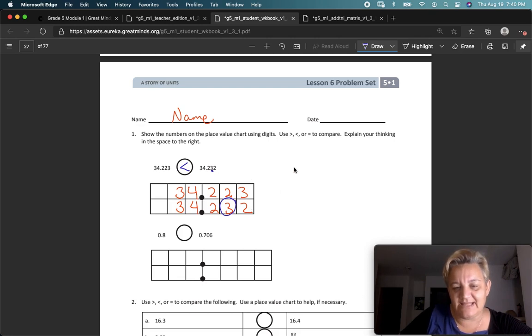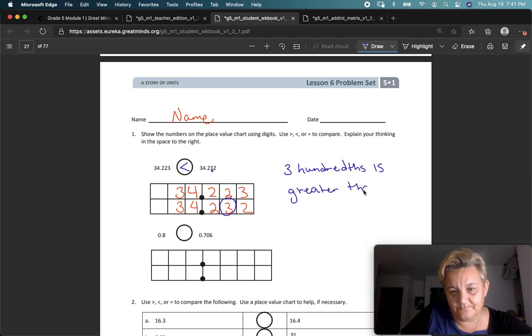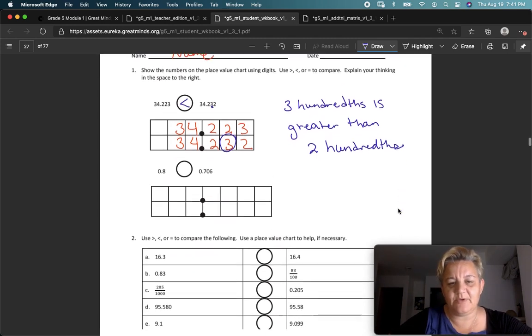I can explain that by saying 3 hundredths is greater than or larger than 2 hundredths. This is pretty easy, so let's keep going.